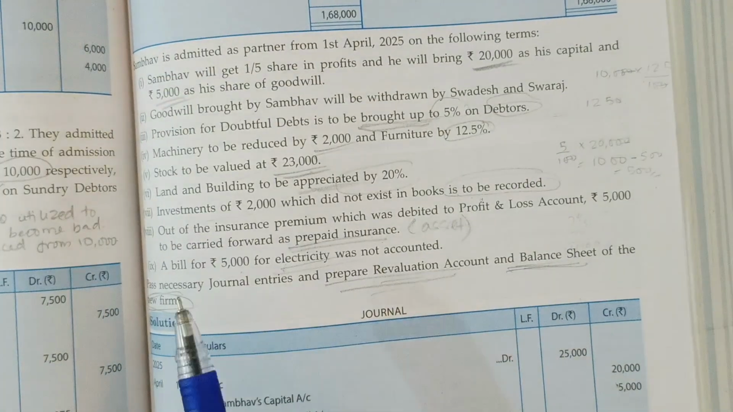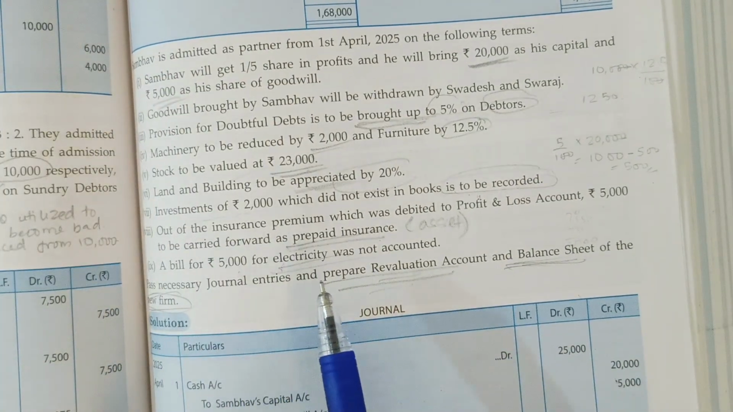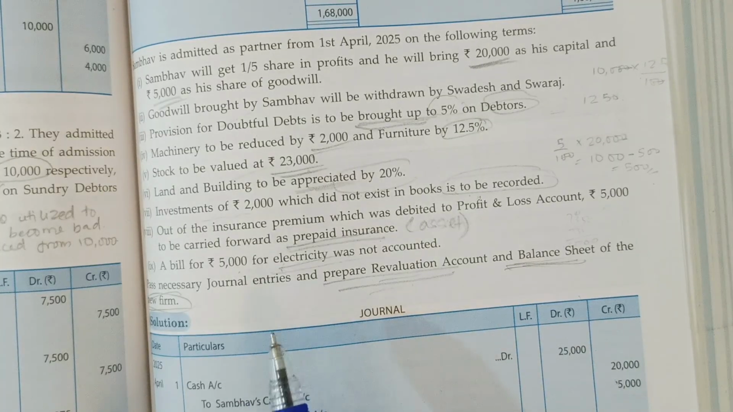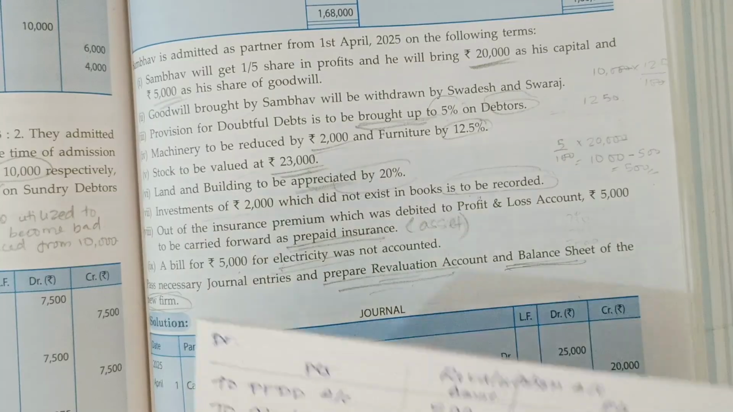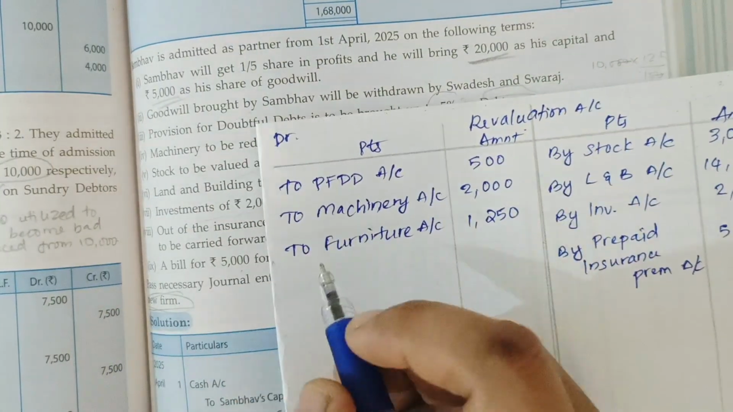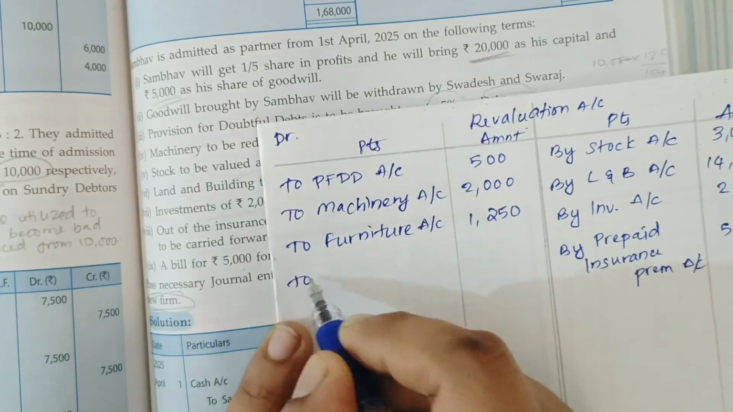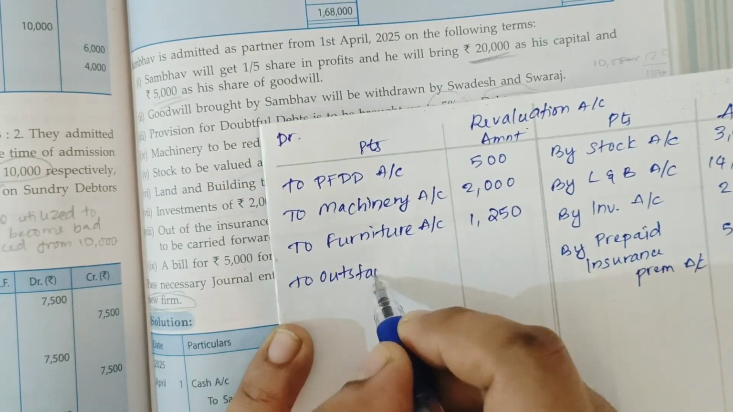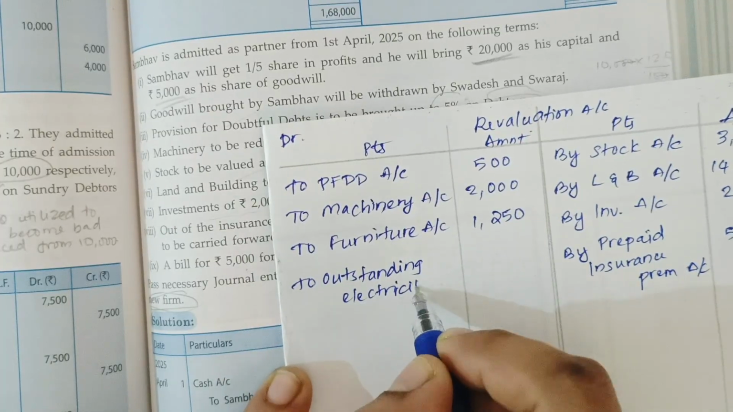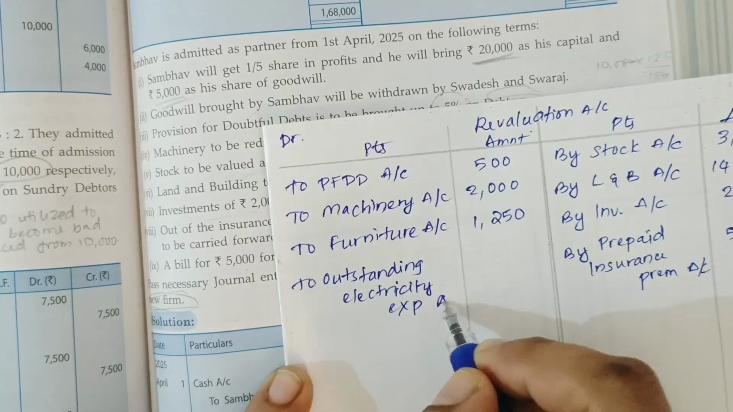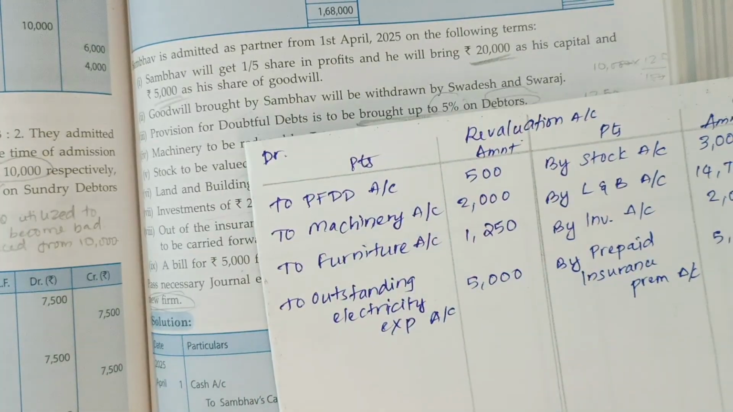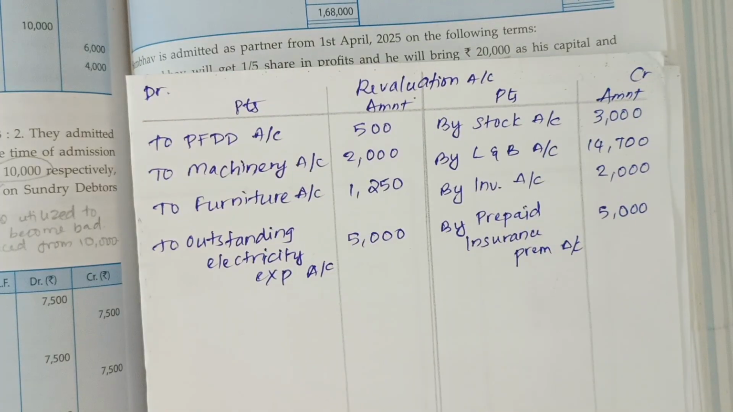The last one is a bill for 5,000 for electricity, which was not accounted. So it is an outstanding expense. Outstanding expense, which means a liability, increase in liability. It is posted on the debit side of revaluation account to outstanding electricity expense account. The amount is 5,000. Okay, so everything is recorded in the revaluation account.